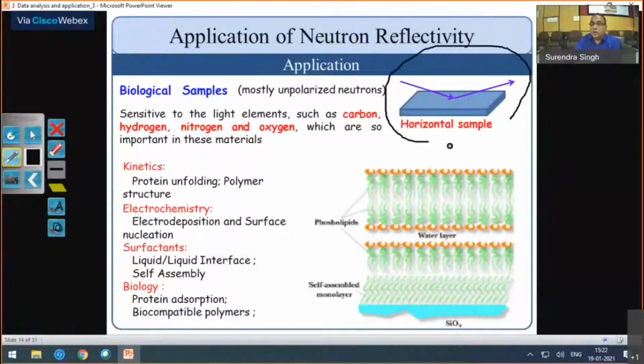You can see, our sample should be horizontal, because biological samples mostly contain liquid and other things also, so we cannot put them vertically. There are specially designed instruments for biological samples if we are doing reflectivity from biological samples. That is called horizontal sample based reflectivity. And in any facility abroad, if you see, there are both kinds of reflectometers, for biological samples and for magnetic samples, depending on the design. And why is this neutron reflectivity?